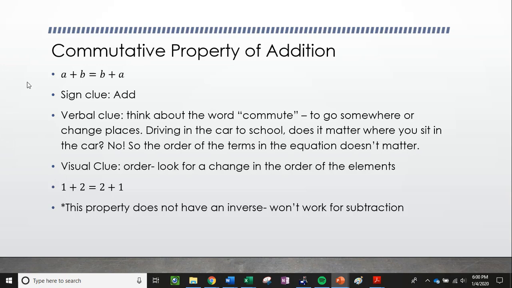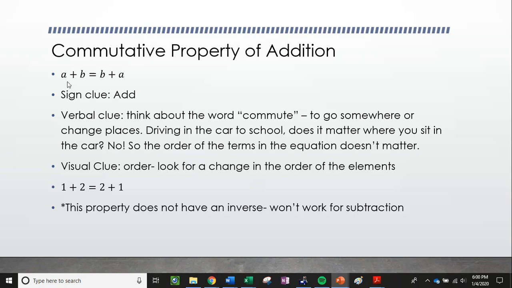So the commutative property of addition. One thing that I will say about properties is that they are inclusive of addition and multiplication only. They don't work for subtraction. They don't work for division. That's a totally different set of rules. So you are really only going to be seeing adding and multiplying here until we get to some of the ones later down the line that apply to all operations, but you'll see exactly what I mean when we get there. So commutative property of addition.